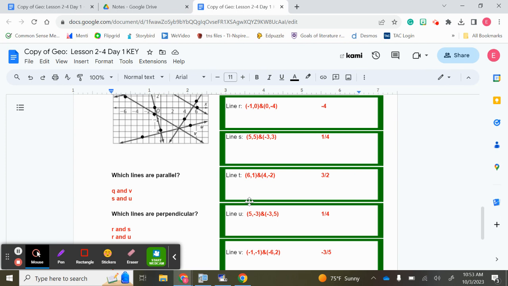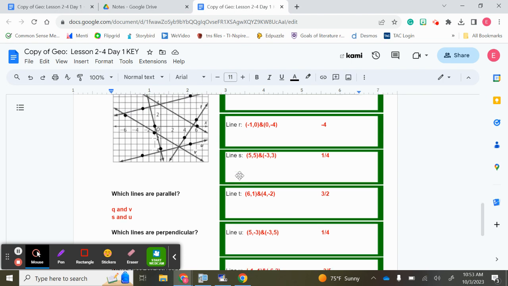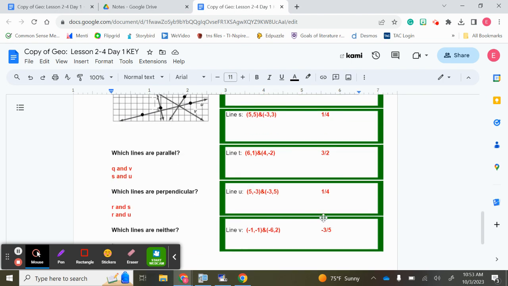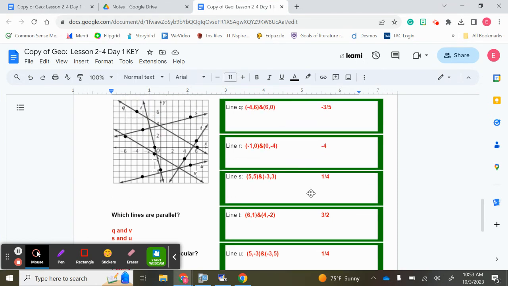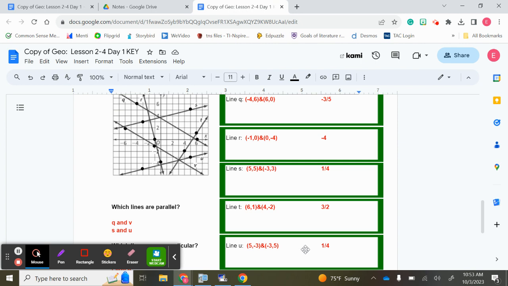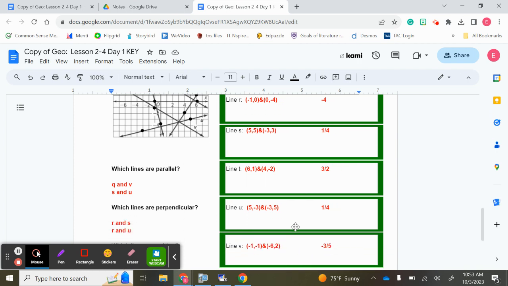Okay, so if these are the lines and the slopes, we need to identify which are parallel and which are perpendicular. If we look here, we have Q and V, both parallel because they have the same slope. Line S and line U are parallel also because they have the same slope. Lines that are perpendicular are R and S, because those are opposite reciprocal slopes. And then R and U are also opposite reciprocal slopes.